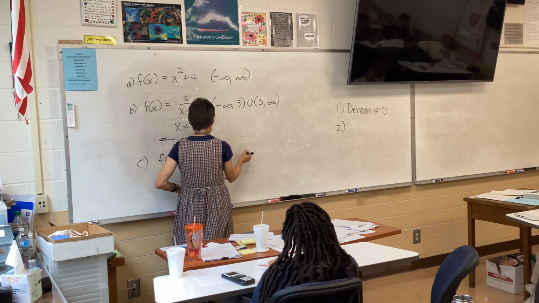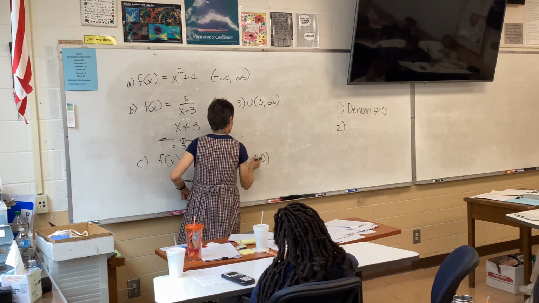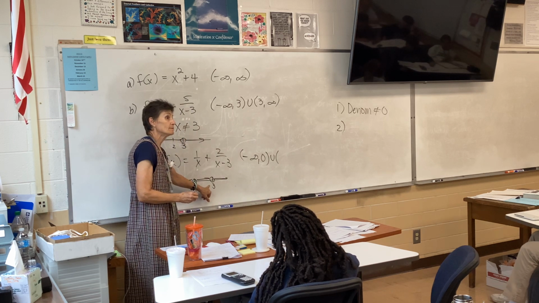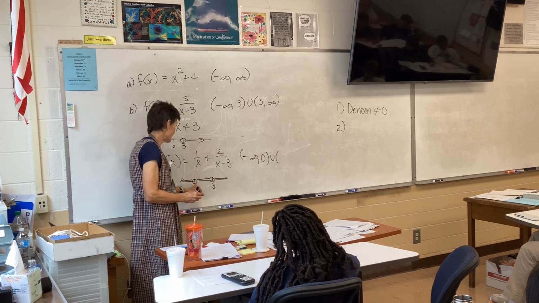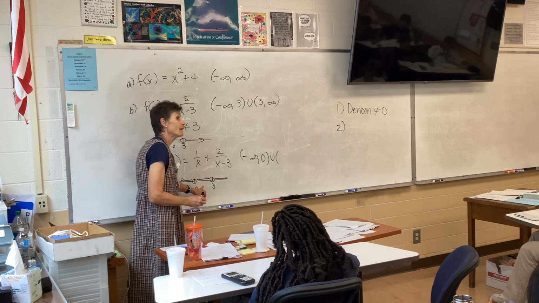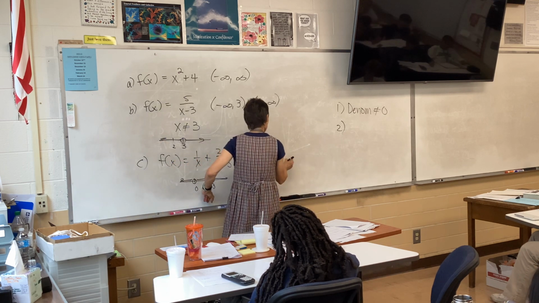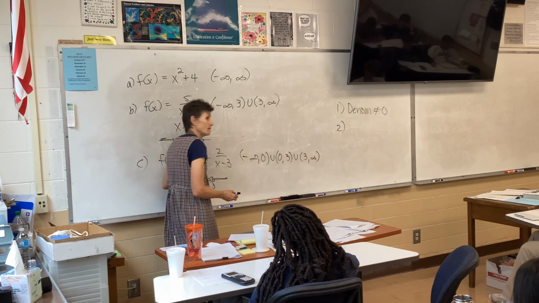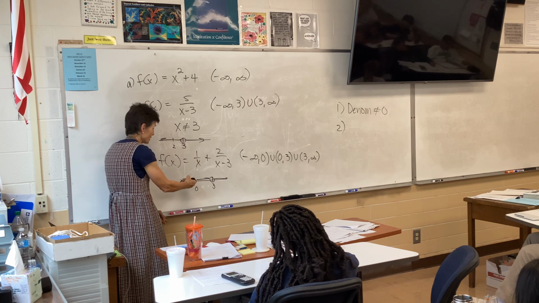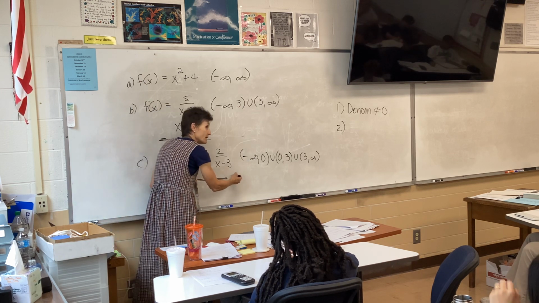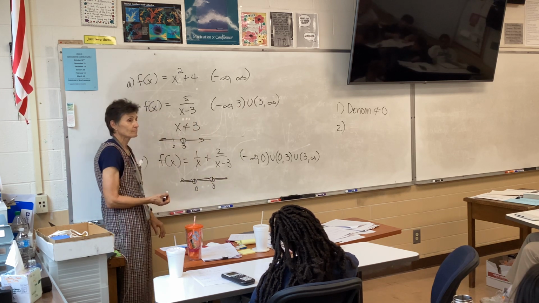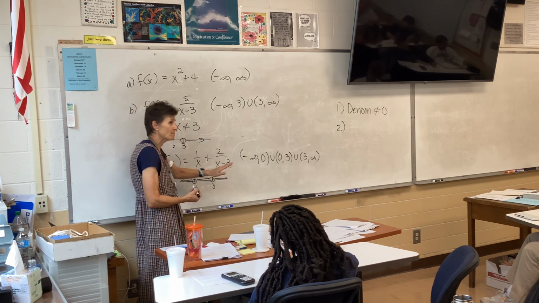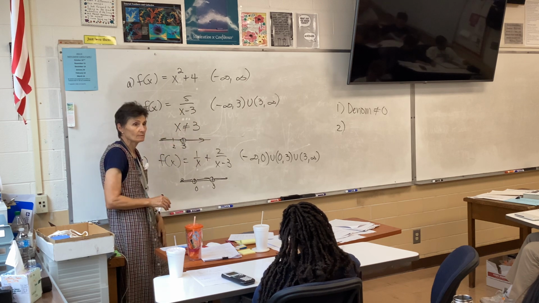Negative infinity to 0. Yep. Then 3 to positive infinity. Well, be careful. How about 0 to 3? Can't we be in here too? Oh, we could be in there too? Yeah. We can be everywhere except 0 and 3. So we can be to the left, we can be in between them, and we can be to the right. X can't be 0, X can't be 3, X can be anything else. Okay.